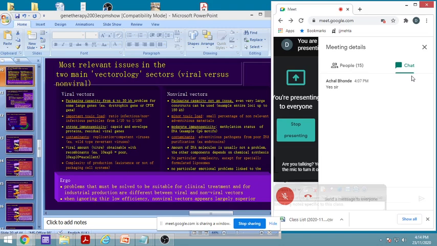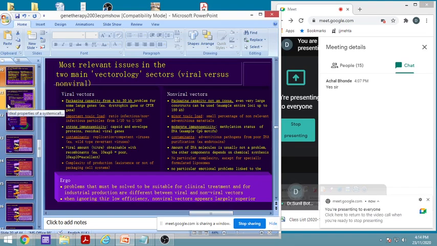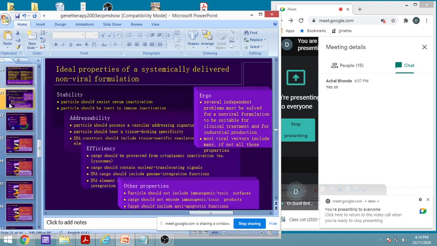So this problem has to be solved. For that, each has its own advantage and disadvantage, and accordingly we can select the vector as required. So the ideal properties: it should be stable. Whatsoever vector is there, it should be a stable one. Particles should resist serum inactivation or enzyme inactivation, and particles should be inert to immune inactivation.